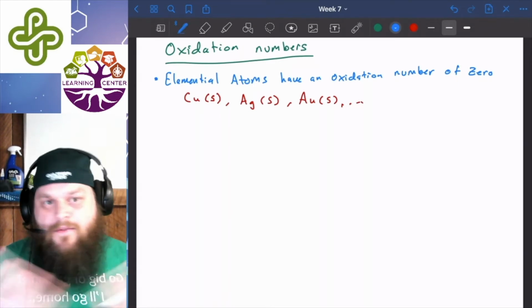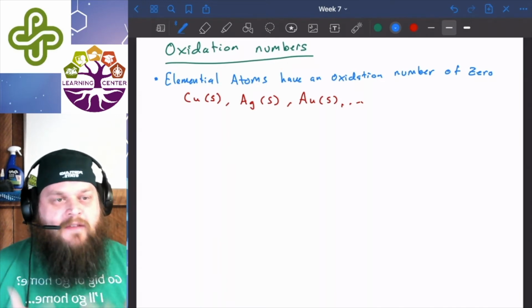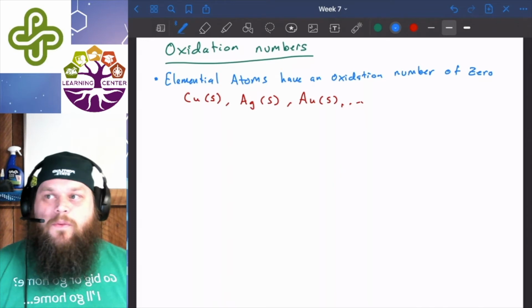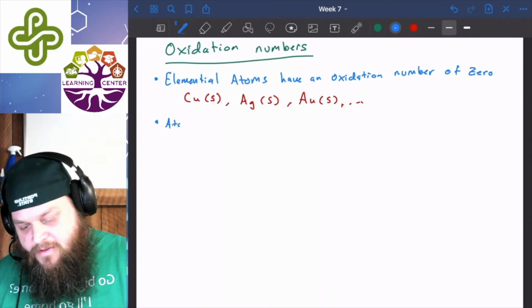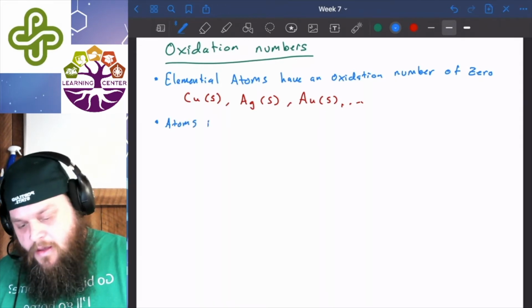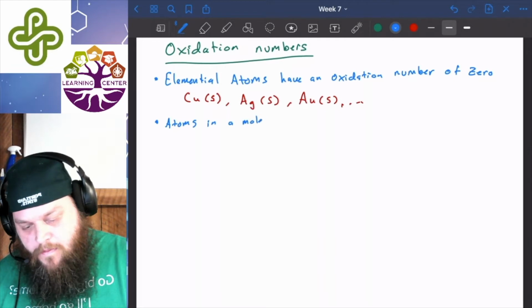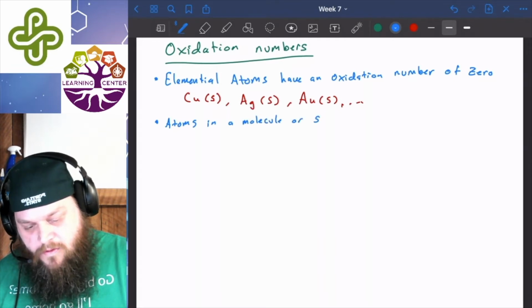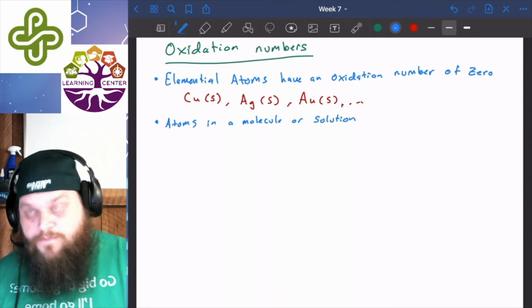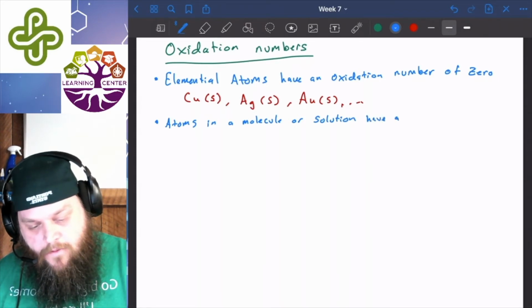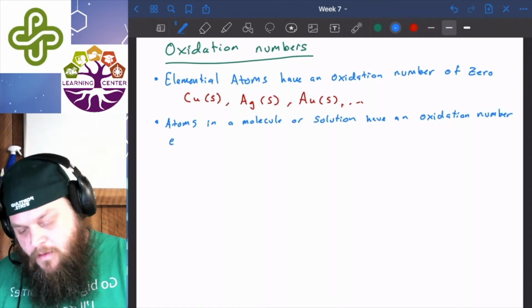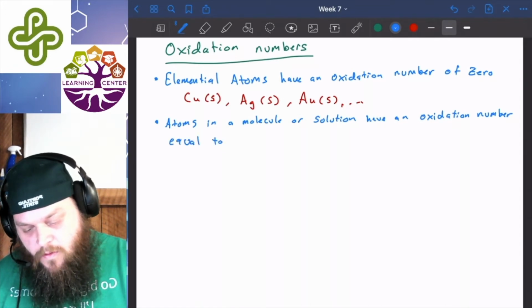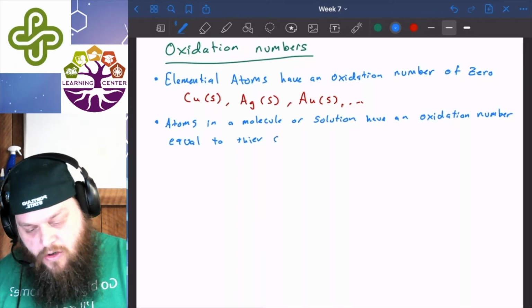But when we have these atoms mixed into a molecule, or ionized and floating around in an aqueous solution, then they have an oxidation number which is equal to their charge. So I can say atoms in a molecule or solution have an oxidation number equal to their charge.